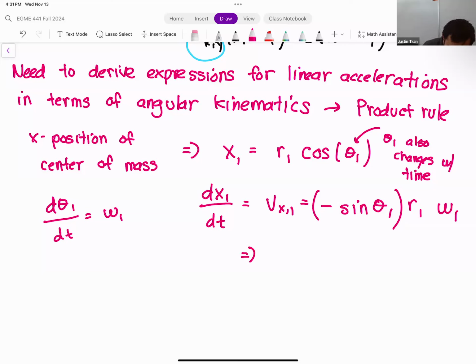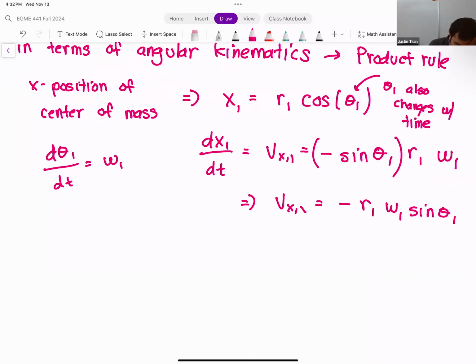All right. And so from this, we get Vx1 is equal to minus R1 omega 1 sine of theta 1. All right. So we have that extra omega term that comes out because of the chain rule. Okay. All right. So let's take another derivative.